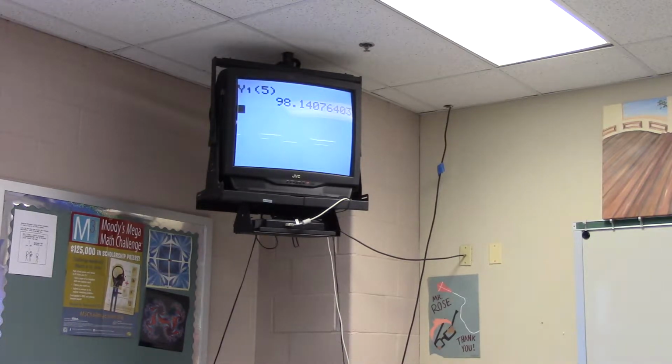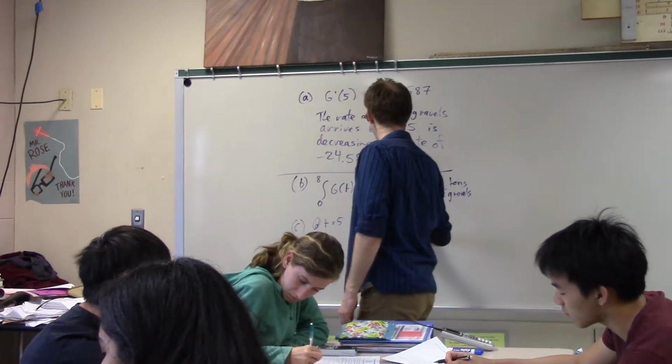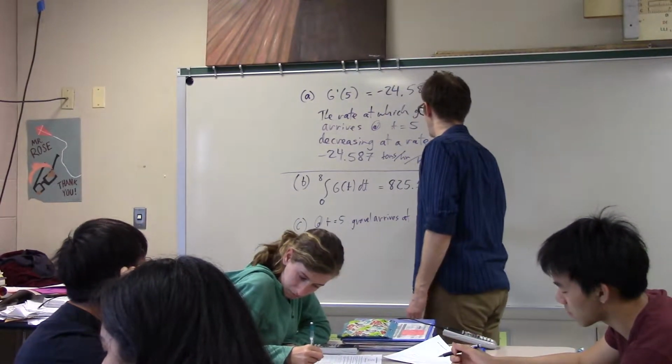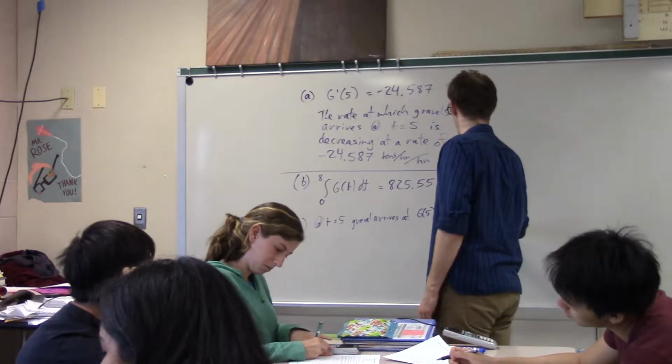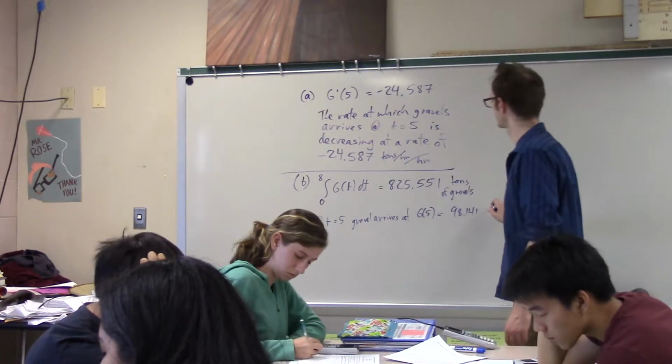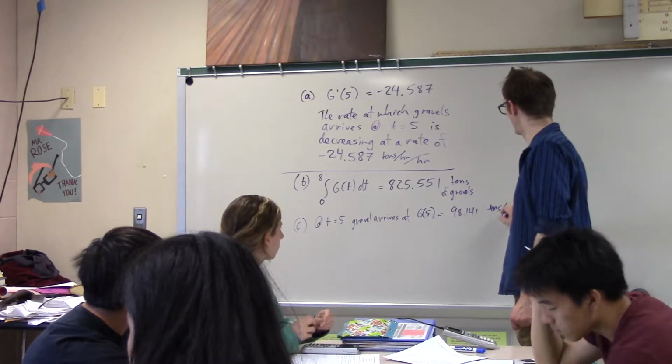So what's the significance of that number 98? That's the amount of gravel arriving per hour at that time. So at t equals 5, gravel arrives at g of 5, which is 98.141. What are the units? Tons per hour.